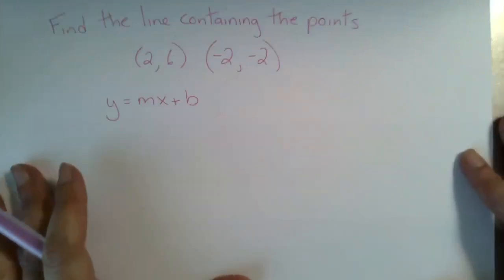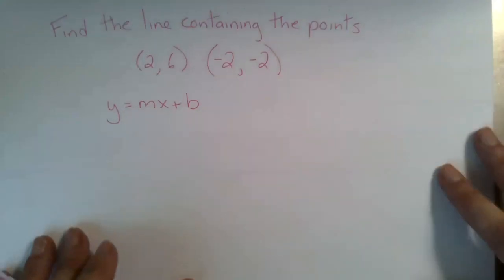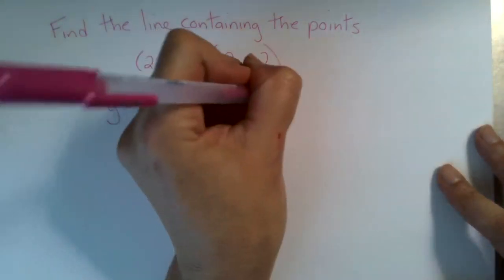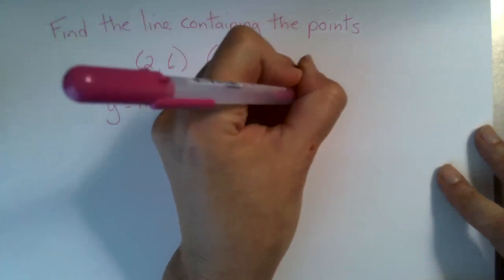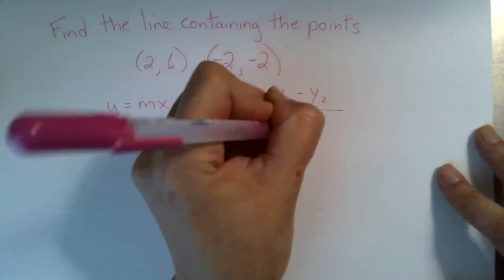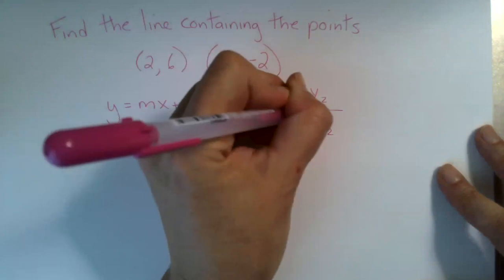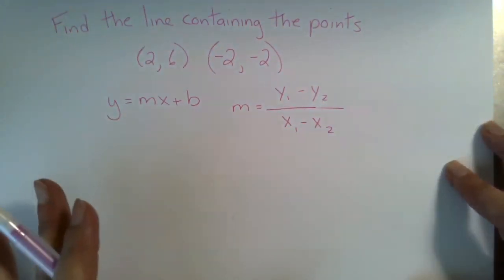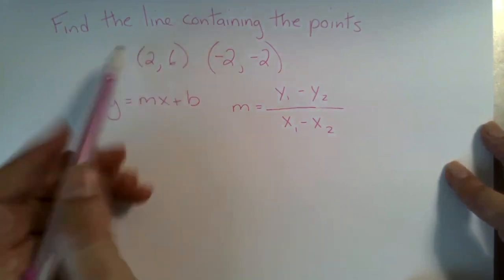Again, I'm all about writing equations. I'm going to write my slope equation: m equals y1 minus y2 over x1 minus x2. And again, it doesn't matter which ones are ones or twos as long as we're consistent. So I'm going to go ahead and start with this.